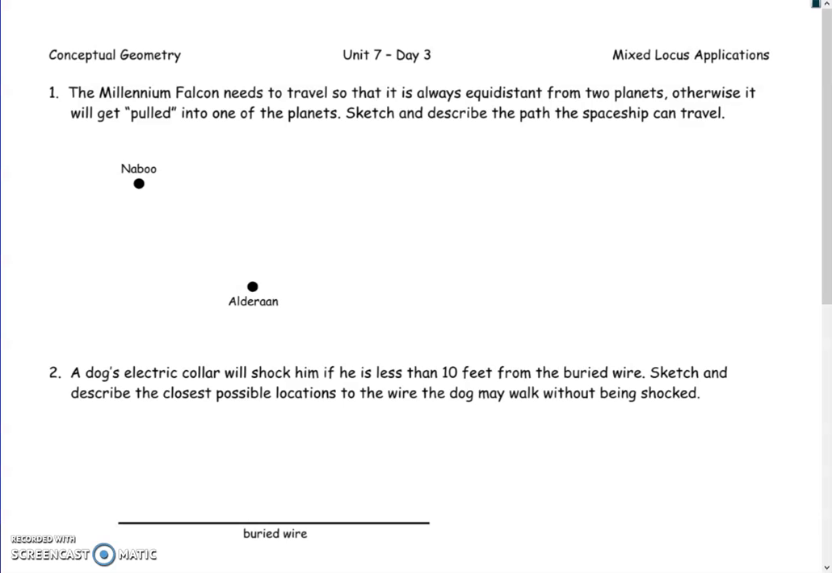Unit 7, Day 3, we're going to do a mixed application of everything we did the first 2 lessons. All right, so this will be a good review of the 5 locus theorems we have.